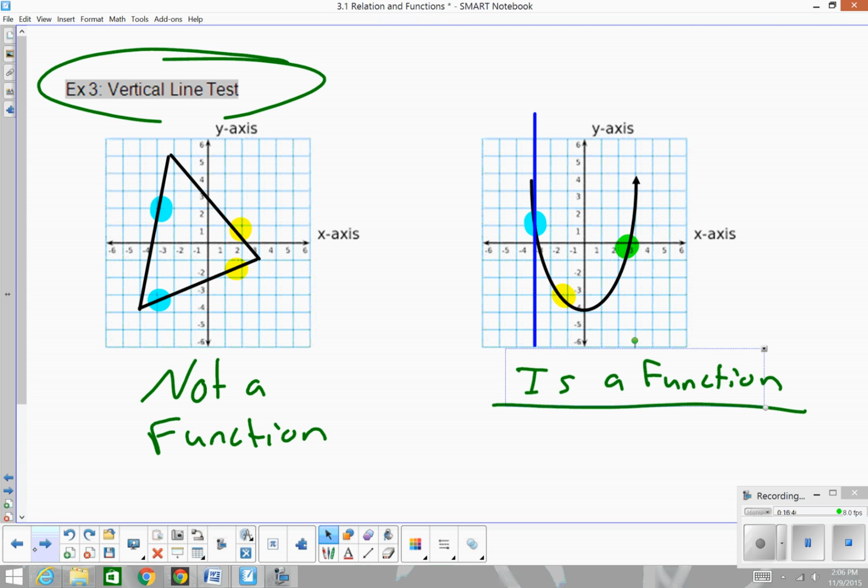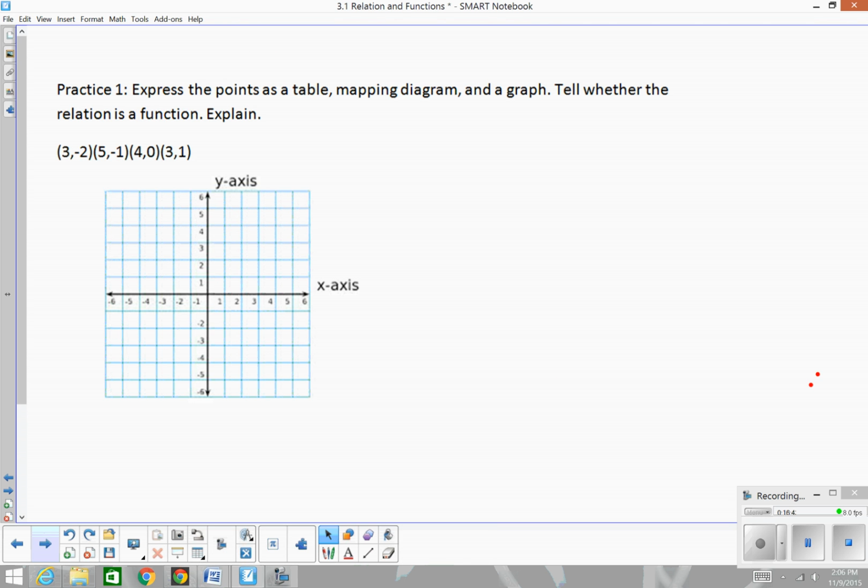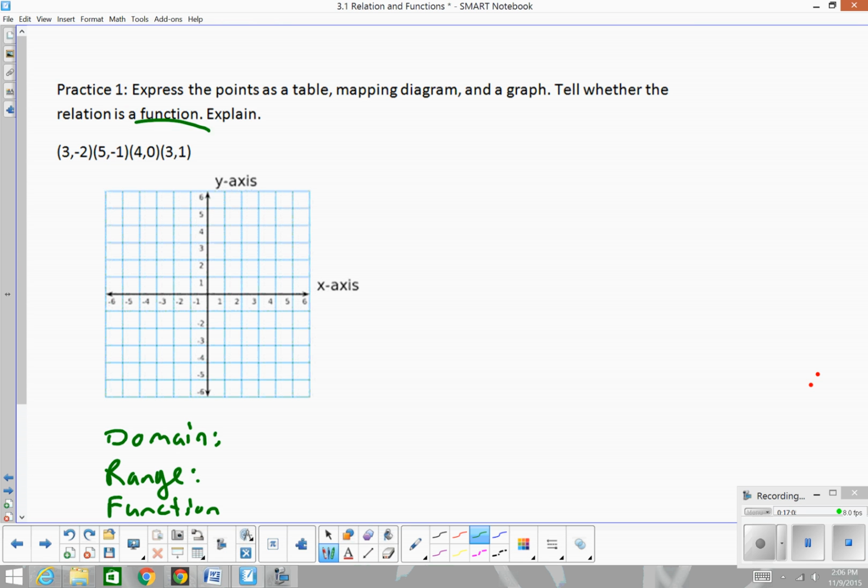Okay, so what I want you to do is, the next one is not a money problem. I just want you to practice. I want you to draw the mapping diagram, I want you to draw a table, and I want you to represent the domain. Okay, let me write that out. The domain, the range, and whether it's a function or not. And we're using that data right there. All right, good luck.